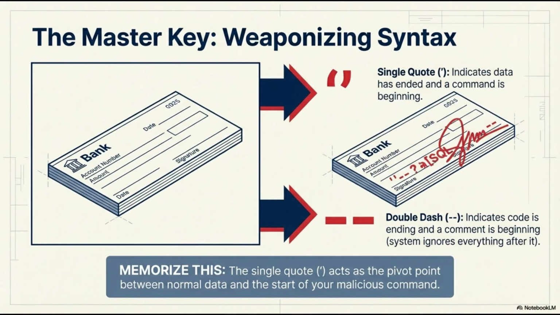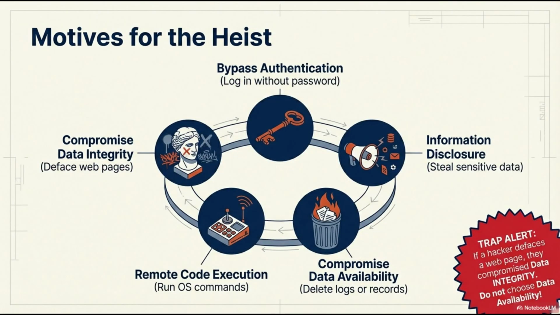Let's turn to slide 4. Motives for the heist. The sources categorize 5 primary goals for these attacks. First is bypassing authentication, which we just outlined. That's logging in as an administrator without needing the password. Second is information disclosure, where the attacker extracts sensitive data.